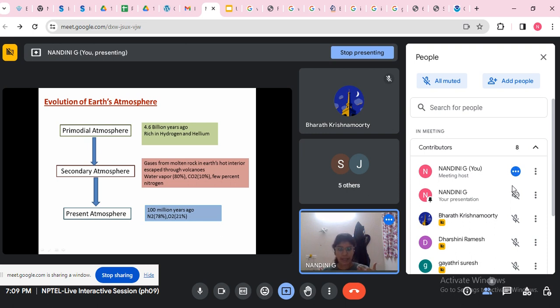As the amount of water vapor and carbon dioxide started to decline in the atmosphere, it slowly became enriched in nitrogen. Nitrogen, another component which was present in very small quantities in the secondary atmosphere, started to become more abundant as the water vapor and carbon dioxide declined. Now, as this transformation from the secondary atmosphere, which is absent in oxygen, as we can see this doesn't have oxygen, it started evolving.